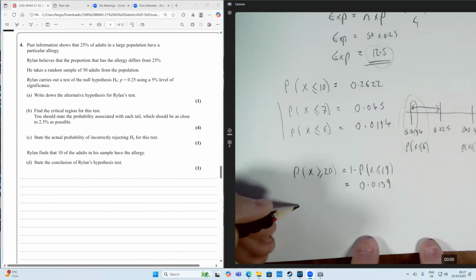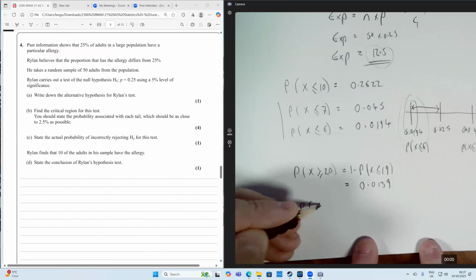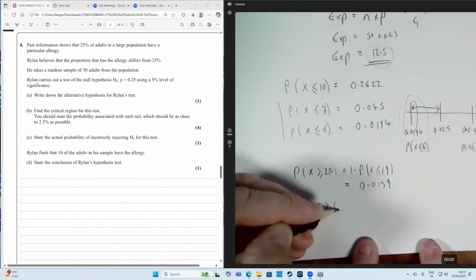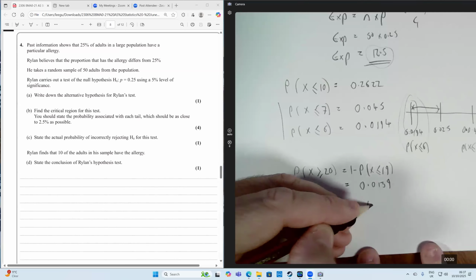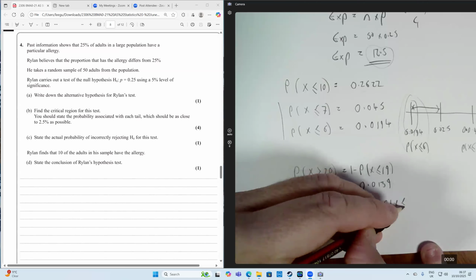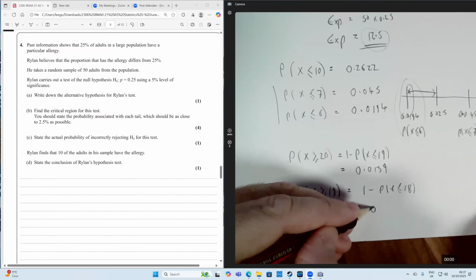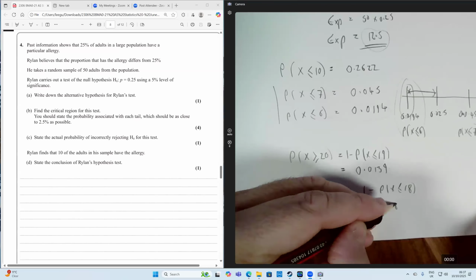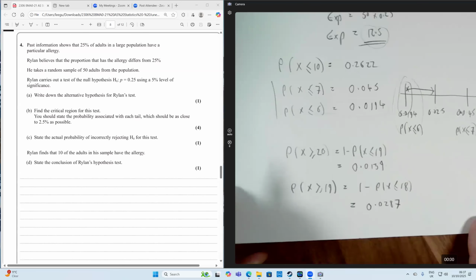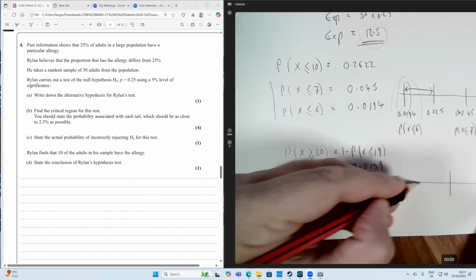Let's see if we were at 19 then. So let's go back a bit. Greater than or equal to 19, which is going to be 1 take away the probability of x is less than or equal to 18. When we work that out, that gives us 0.0287. Okay, so let's consider these two candidates now.